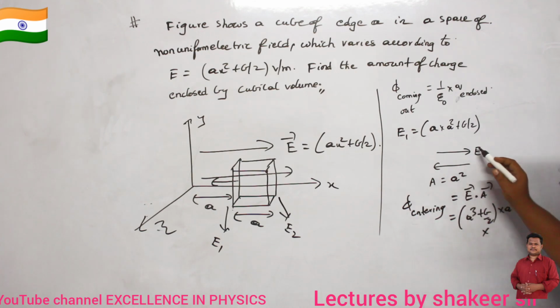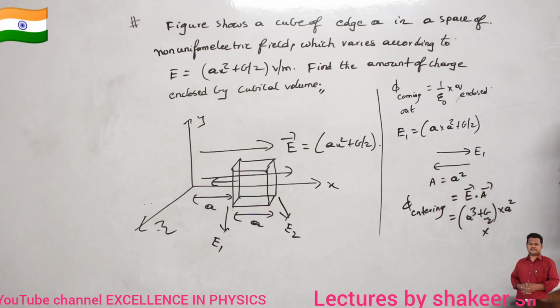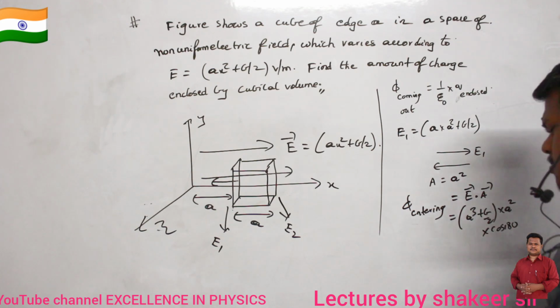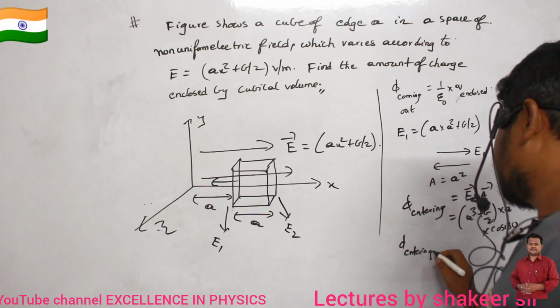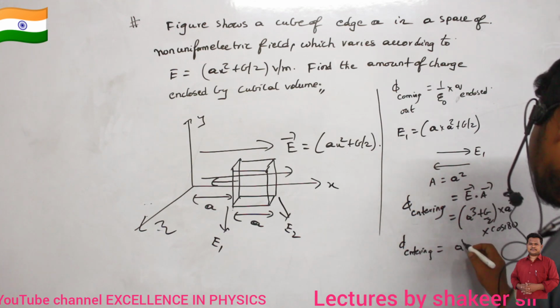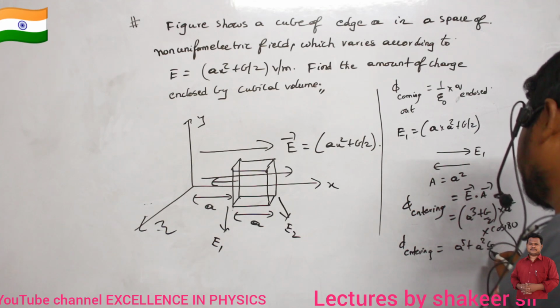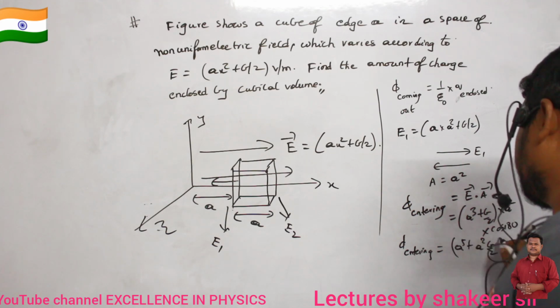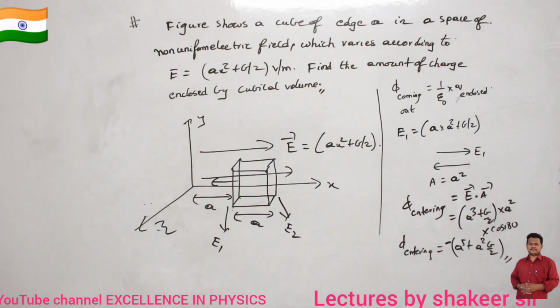And what is the angle between E and A? 180 degrees. They are in exactly opposite directions, no? So, cos 180 value is minus 1. So, flux entering is equal to A power 5 plus A square B by 2, and in total I will get a minus symbol. Why minus? Cos 180 is minus 1. Okay, so I got the answer up to here.